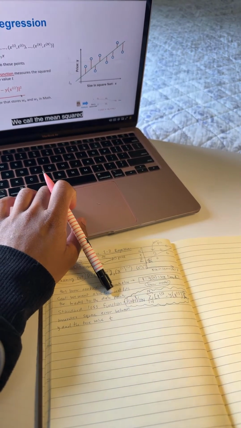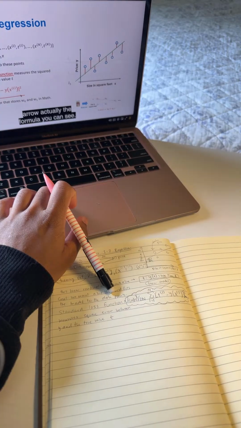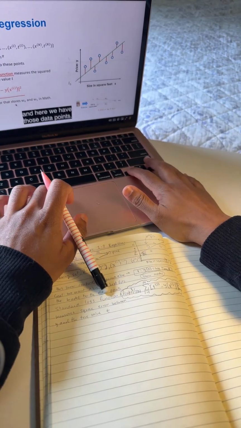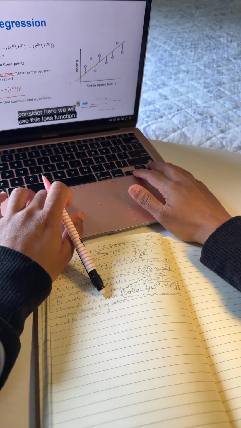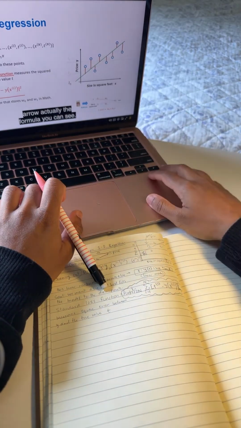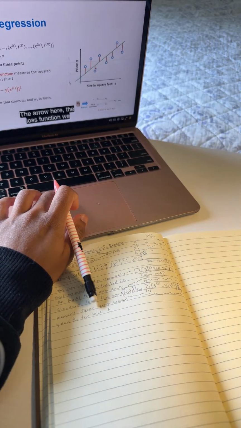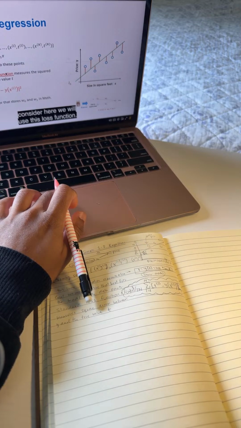But this we call the mean square error. Actually, the formula you can see. Suppose given this line, and here we have those data points. So the error here, the loss function we consider here, we will use this loss function.